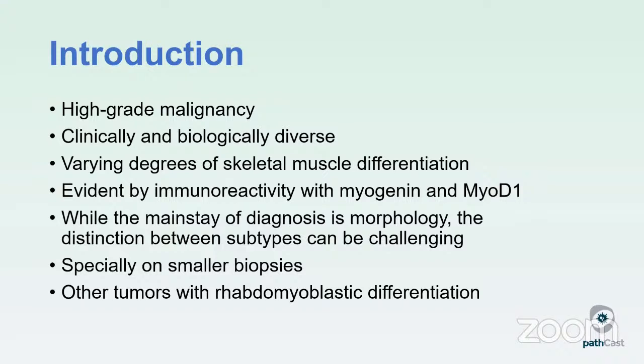But while the mainstay of diagnosis is morphology, the distinction between the subtypes can be challenging, especially if we're dealing with smaller biopsies, and especially if the differential includes tumors that have some rhabdomyoblastic differentiation, such as carcinosarcoma, malignant peripheral nerve sheath tumor, biphenotypic sinonasal sarcoma, and Wilms tumor.